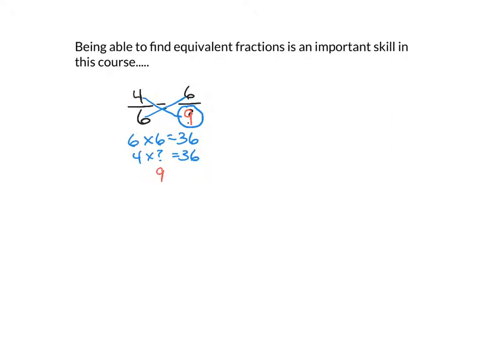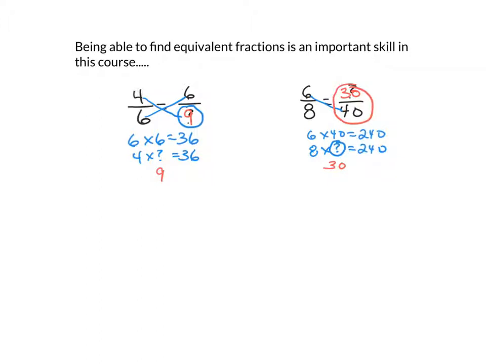Let's do another one. If I give you 6/8 and I say that 6/8 is equal to something over 40, I can use once again cross products in order to find this out. I'm going to multiply first 6 times 40. 6 times 40 is equal to 240. So I know that 8 times something has to give me 240. So 8 times 30 gives me 240. So I know that 6/8 is the same thing as 30/40.